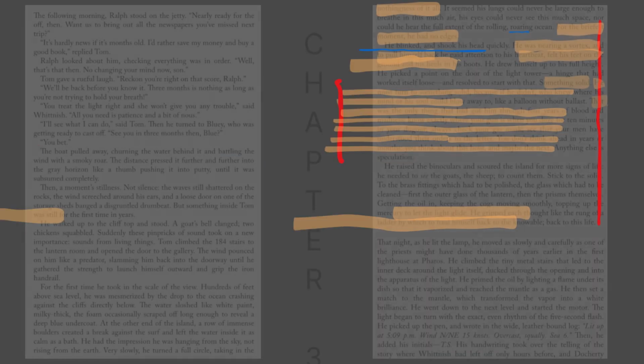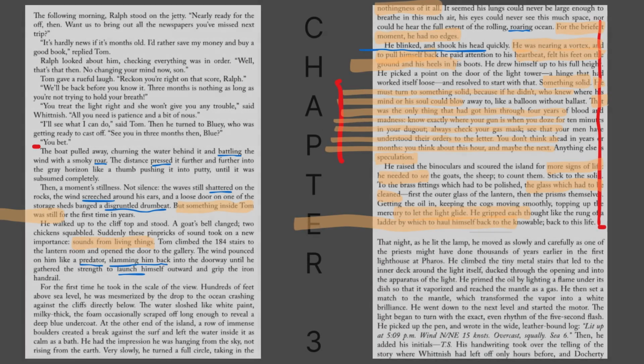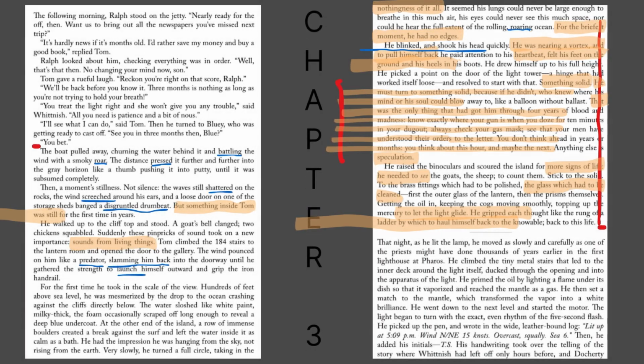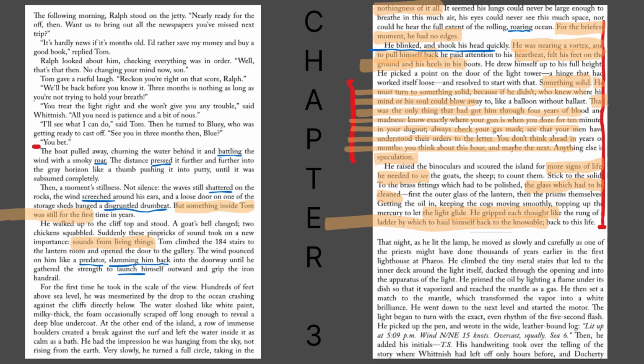We can also see in chapter 3 how traumatized he is. With the bird, something inside Tom was still for the first time in years, like we saw earlier. But also all his references to living things when he was close to death. He was nearing a vortex and had to pull himself back.